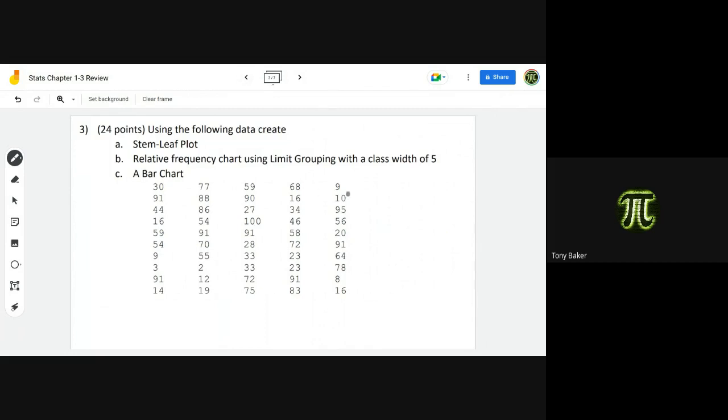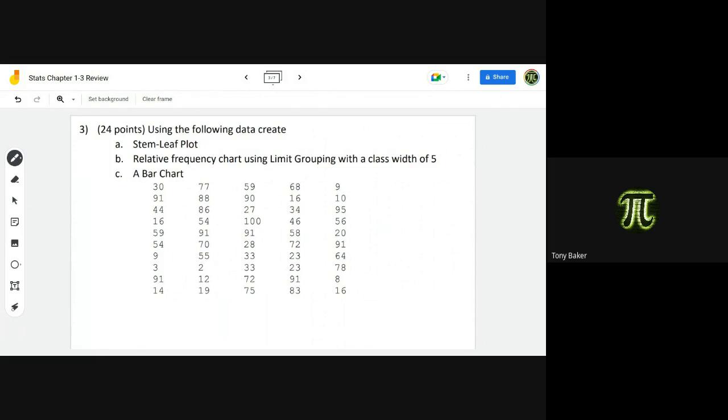All right. So this one, it says use the following data to create a stem and leaf plot, a relative frequency chart using limit grouping with a class width of 5, and a bar chart. This is one of those ones I would do in the order that I asked you. Because what does a stem and leaf plot do for you? It organizes all my data. And now that it's organized, I can easily do my relative frequency chart with my class width of 5, and then I can easily make my bar chart. All right? So that's really why I have it picked out.